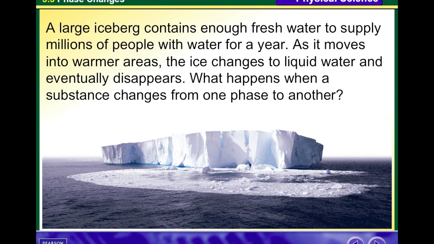Looking at a large iceberg, there is enough fresh water to supply many people, millions of people, with water for the year. Of course, as it moves into warmer areas, the ice changes to liquid water and melts. The question is, what is happening at the molecular level with those water molecules? What happens when a substance changes from one phase to another?